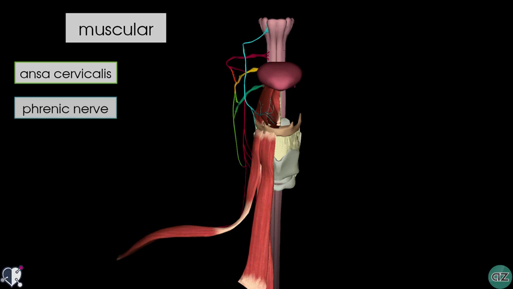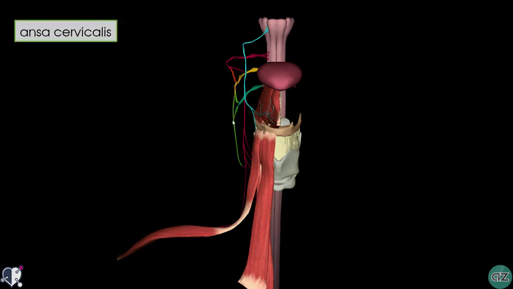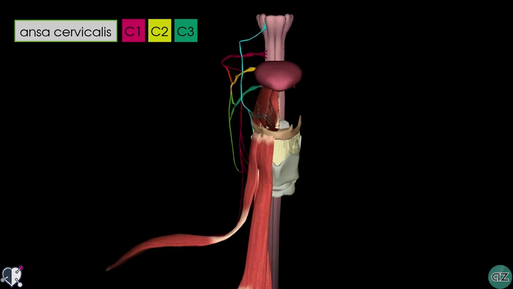The ansa cervicalis is this looping nerve which arises from the spinal root C1 to C3. The ansa cervicalis gets its name from its looping structure. Ansa in Latin means handle and cervicalis means of the neck, so it's the handle of the neck.